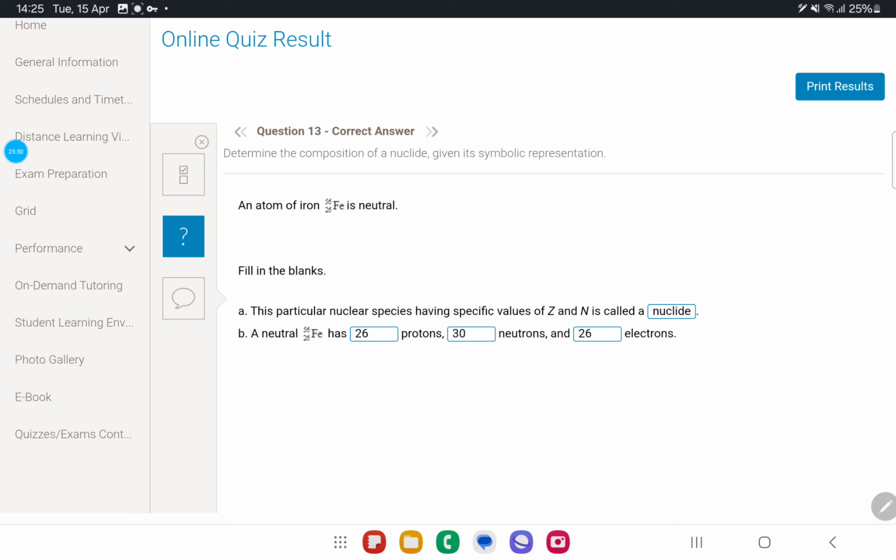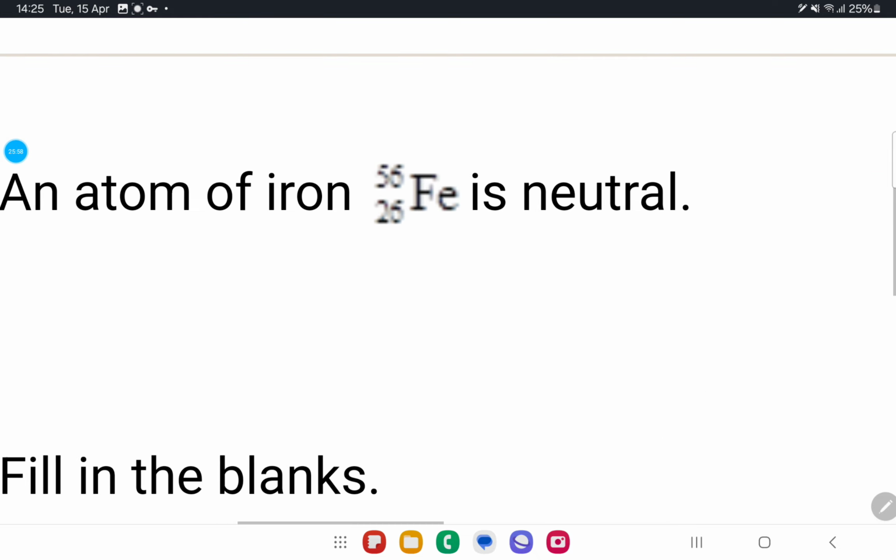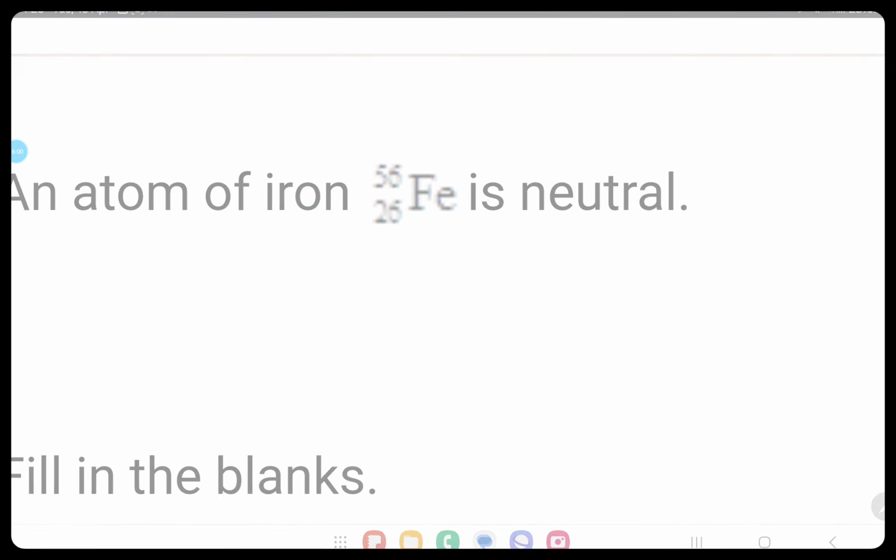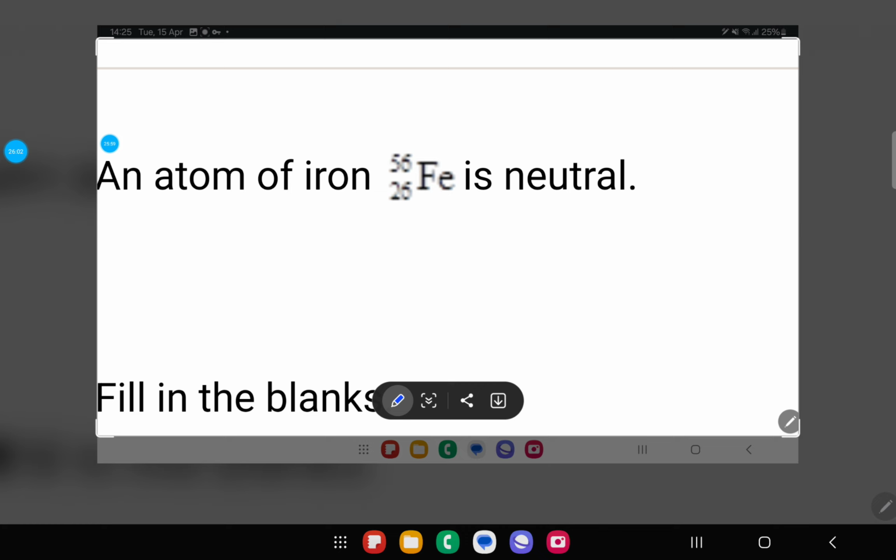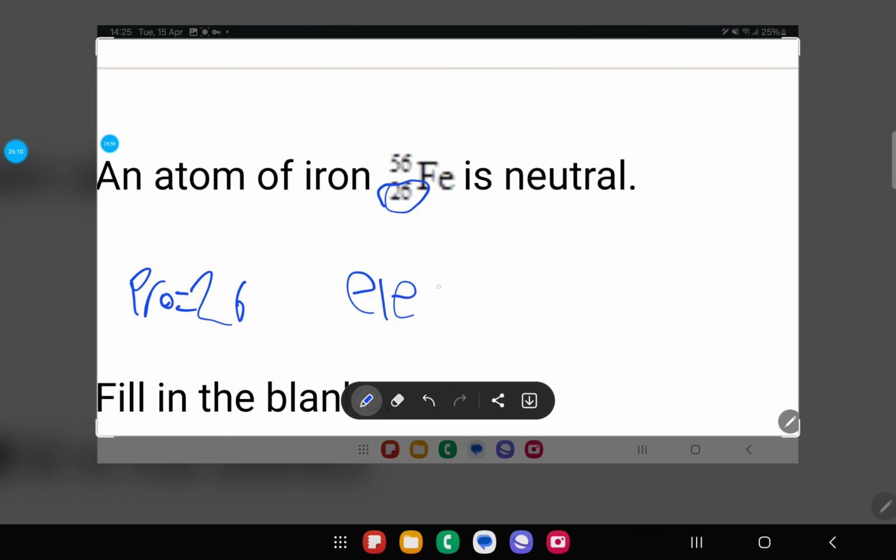Now for part B, a neutral nuclide has 26 protons, 30 neutrons, and 26 electrons. Let's check. For protons, yes, it has 26 protons. So protons is 26. Now let's look at electrons and neutrons.